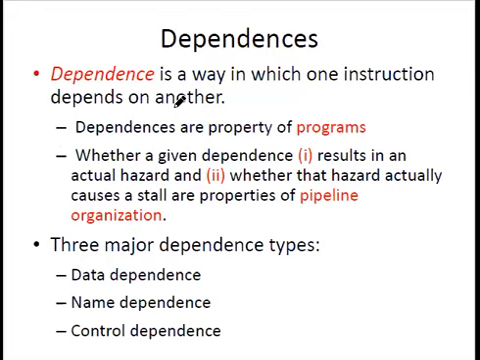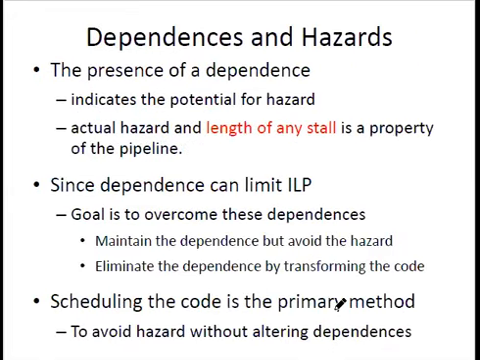Dependencies are nothing but a way in which one instruction depends upon another. Dependencies are a property of the program. Whether a given dependence results in an actual hazard, and whether that hazard actually causes a stall, are properties of the pipeline. In the broad sense, we can classify dependencies into three categories: data dependence, name dependence, and control dependence. The presence of dependencies indicates the potential for a hazard, and the length of any stall is a property of the pipeline.